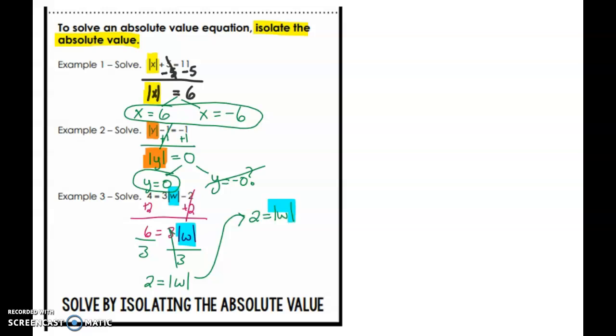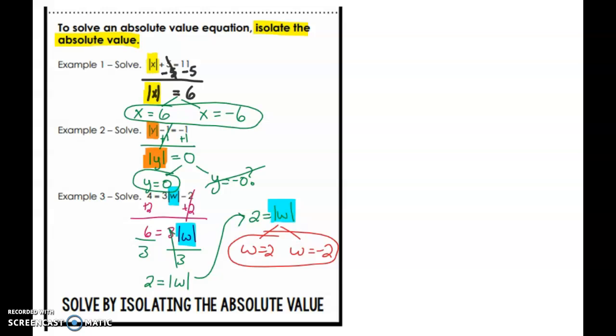And you remember, you ask yourself, is my absolute value by itself? It is, so you're ready to split it into two equations. So what we're going to do is we're going to have W equal to 2 and W equal to -2. So in this case, we also have two solutions.